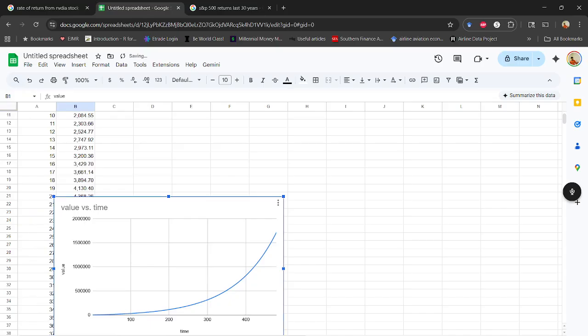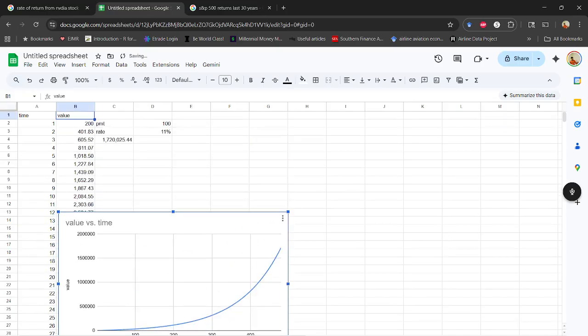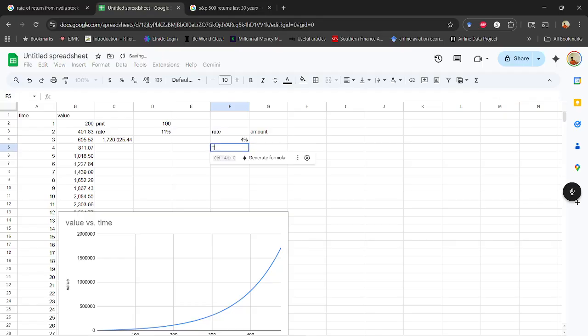Now we can do a comparative analysis here, and we can do a rate versus amount calculation. So in Google Sheets, there is a very simple way in which we can do this. So 4%, equals this plus 0.01, and I can go on to 11%.